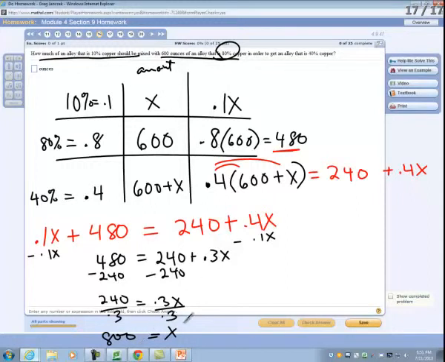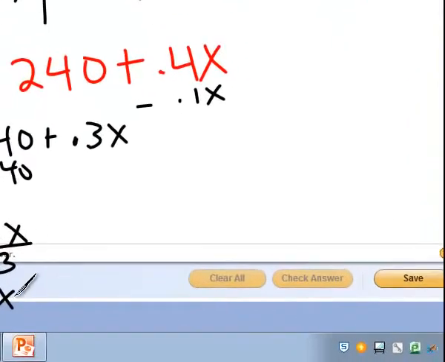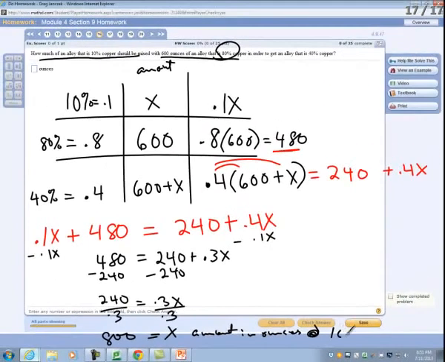So what does that 800 represent? The amount of alloy at what percent? 10%, right. The amount, in ounces, of the 10% copper alloy. Okay?